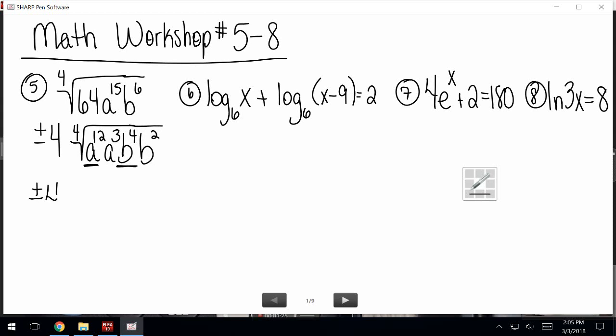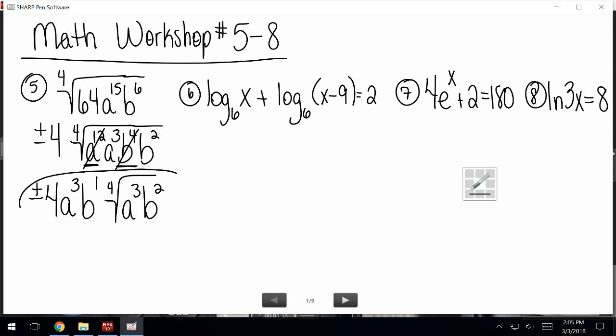Alright, so I get plus and minus 4a to the third, b to the first, which you don't have to write the 1, but you do have to make sure you write that 4 on your root, and you get a to the third, b to the second inside the radical. And that's it. Alright, number 6, 7, and 8. So unfortunately, I did not fix these on the math workshop, and I made copies before I realized it. So take a second and rewrite 6, 7, and 8, okay?